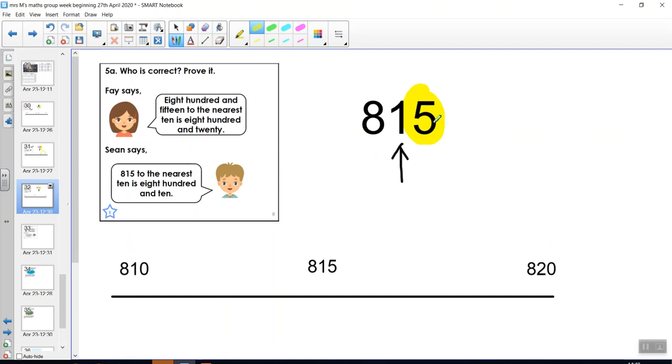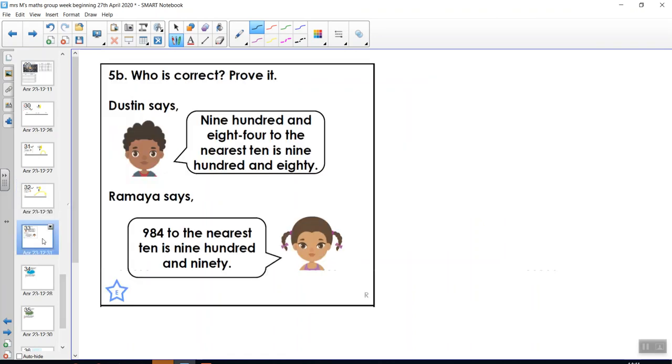Let's think of the rhyme again. 5, 6, 7, 8, 9, climb the vine. And I've got a 5 here, so that means I have to round up to 820. Let's see who was right. Faye says 815 to the nearest 10 is 820. She is correct.